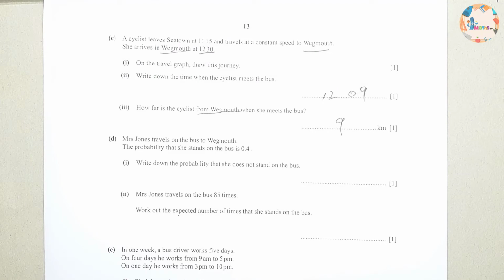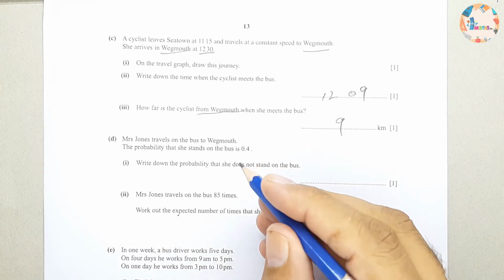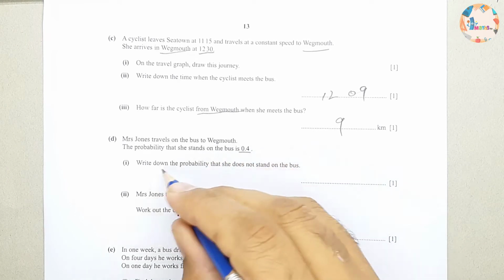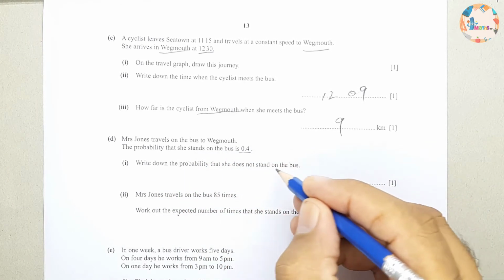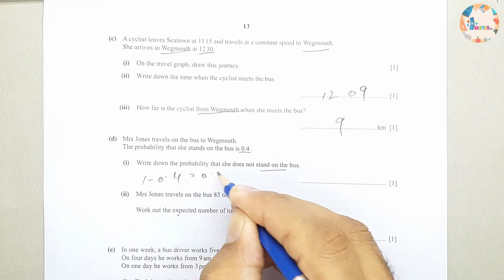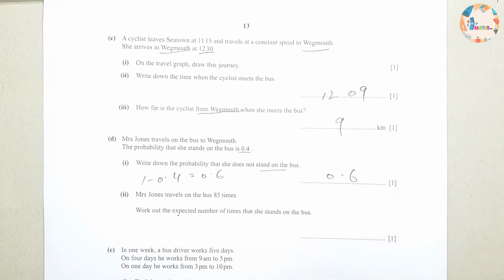Then D part: Mrs. Jones travels on the bus to Weymouth. Now this is the probability section. The probability she stands on the bus is 0.4. Write down the probability that she does not stand. That will be 1 minus 0.4, and that will be equal to 0.6. So we'll write 0.6.